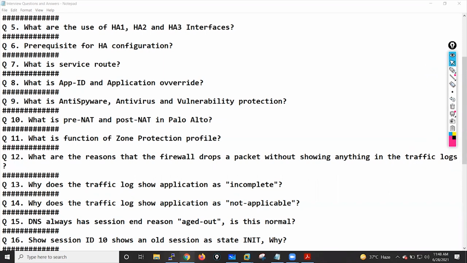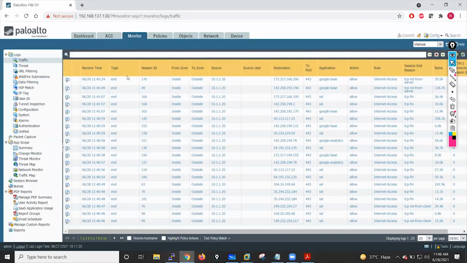If I go into my firewall, in this particular place in Monitor, in Traffic, sometime we will not get any kind of logging into these traffic logs for some kind of traffic, and it is basically dropped by the firewall due to some reason. So let me tell you what these reasons are first of all.